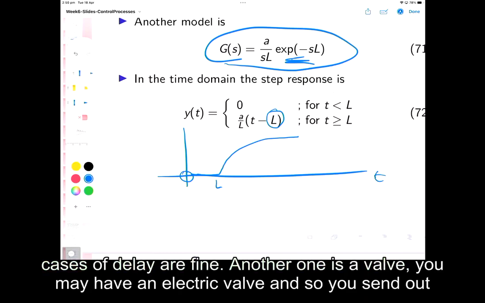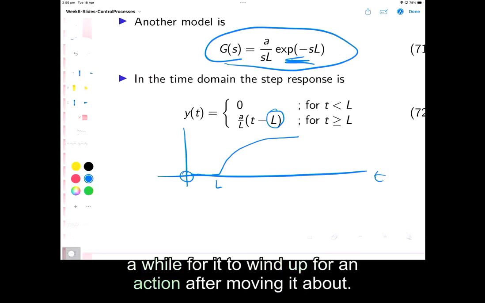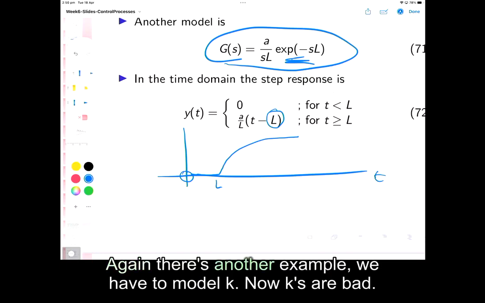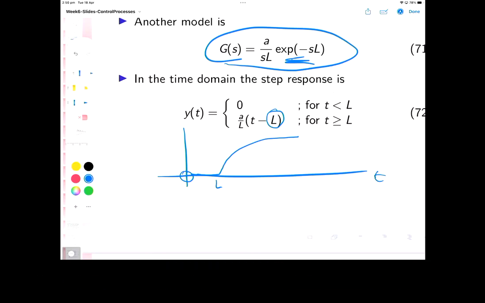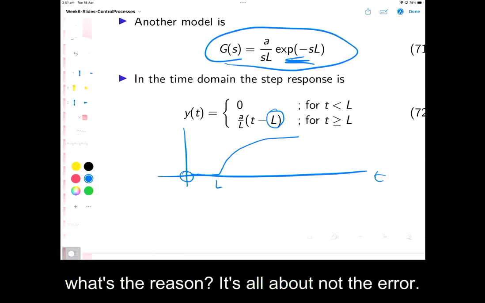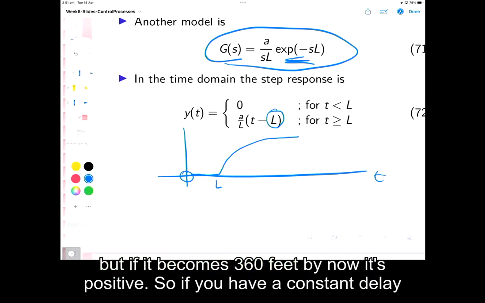Another one is a valve. You may have an electric valve, and so you send out the signal to try and open up the valve, but most valves have some sort of slack. So it takes a while for it to wind up before it actually starts moving the valve. Right? So again, there's another example. I have to model the delay. Now, delays are bad. If you put them in a feedback system, then delays are bad. What's the reason? It's all about, not the error, no. So in a feedback system, we assume that the phase change is roughly pi. But if it becomes 360 degrees, the feedback is now positive.